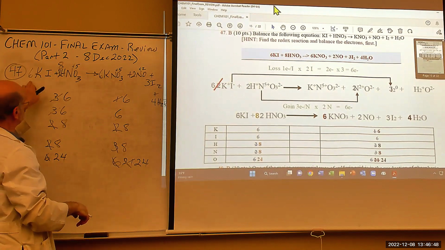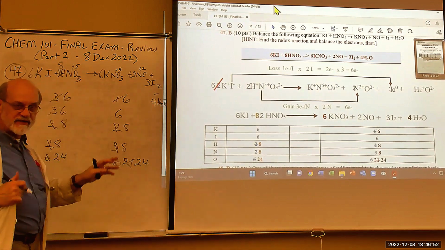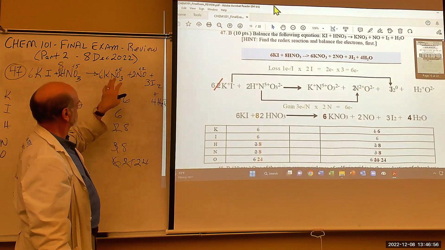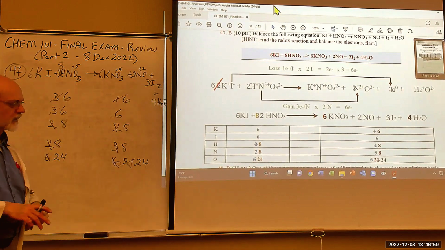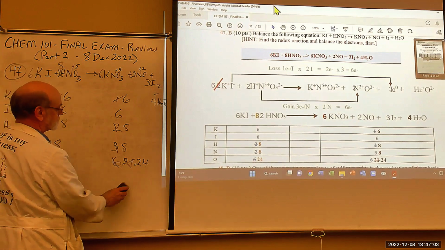So our coefficients are 6, 8, 6, 2, 3, and 4. Cannot be simplified any further because we got a 4 and a 3, right, a 2, right? So you can't make it any simpler. That's the balanced equation.